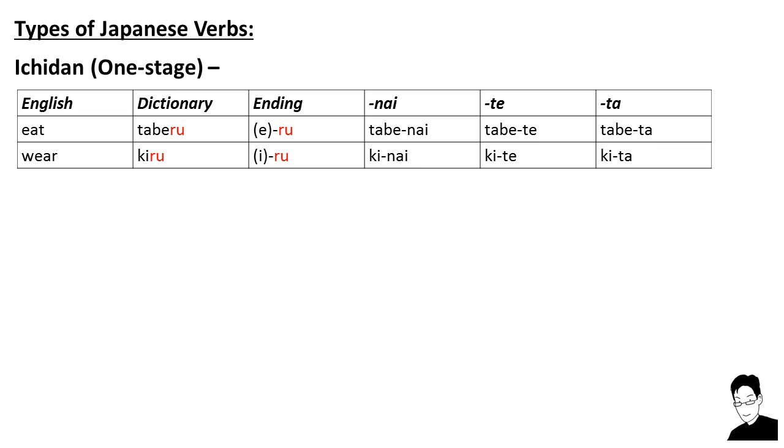The verb wear, kiru, becomes kinai, kite, kita. These verbs are the easiest to modify. Next, let's move on to the more difficult five-stage verbs.